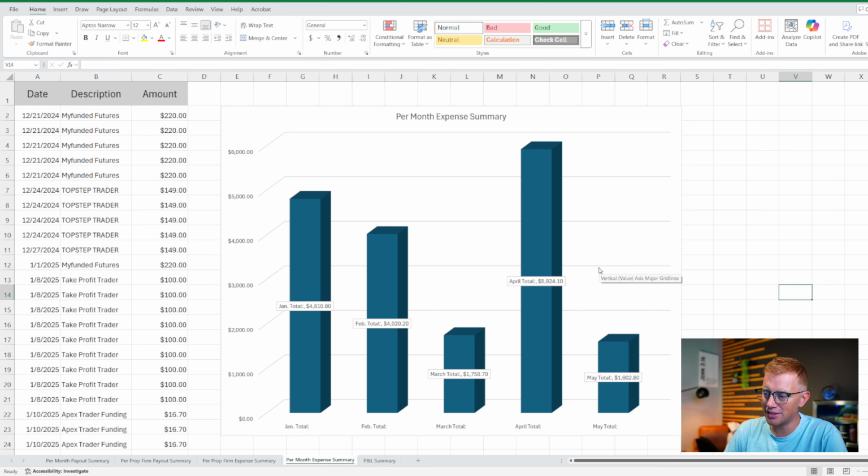April, my biggest expense month. A lot of that was Apex. There were some 90% sales going in April that I took advantage of to try to build up my accounts. And then there was also Take Profit Trader. Take Profit Trader reared its ugly head in April, and I had quite a bit of expenses in April on that. And then in May, we're at $1,600 right now. And honestly, that's thanks to Take Profit Trader as well.